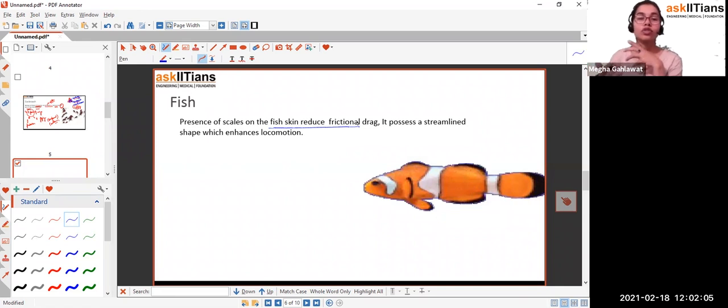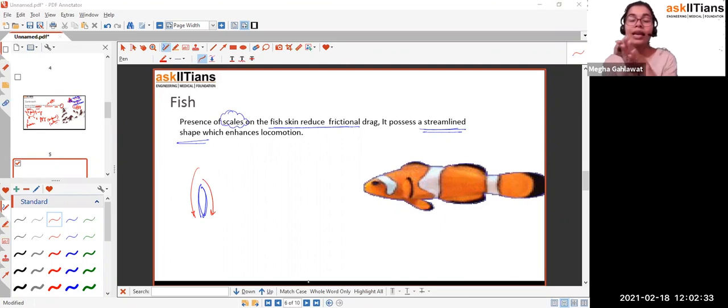This is how the fishes move. First of all, they have a lot of scales which are very slippery, and they reduce the friction between the water and the body of the fish. And then they have a streamlined shape. Streamlined shape means a shape like this. Okay, and this type of shape will reduce the friction. Why? Because any substance is going to slide past it, and this helps in enhancing the locomotion or the movement from one place to another via swimming, since these are fishes.